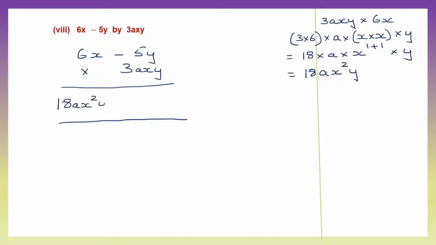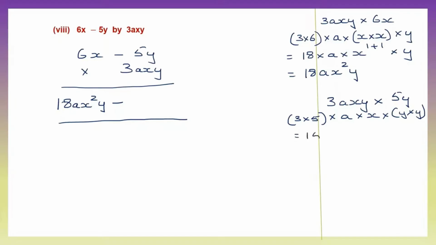18a x square y. Now let's put the minus sign and work out 3axy into 5y. So let's take the numbers 3 into 5 into, there's only one a, there's only one x, there are two y's, y into y. So this becomes 3 5s are 15 into a into x into y to the power of 1 plus 1. So that is 15 a x y square.